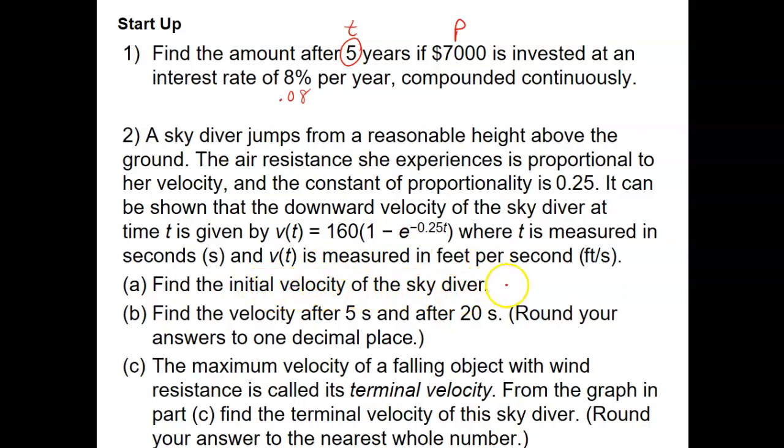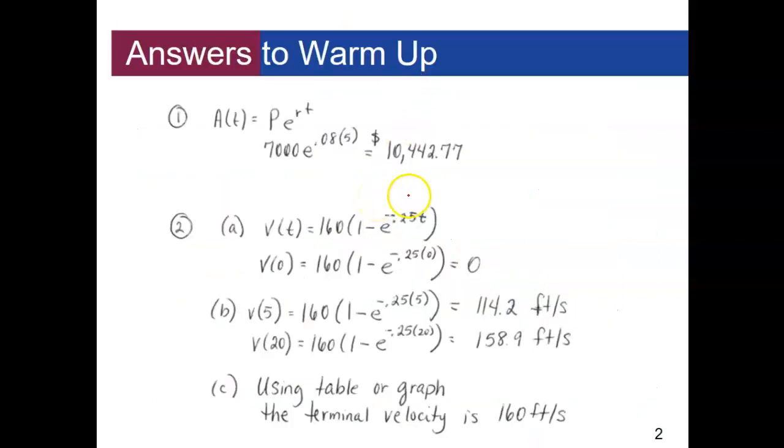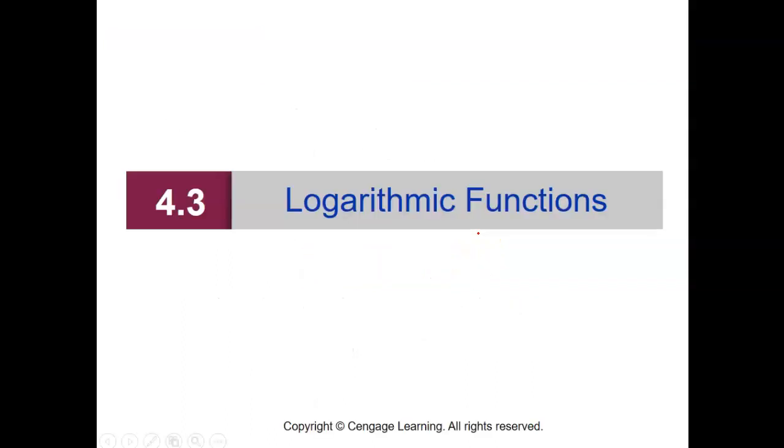Well, initial velocity is always when t equals 0. So we're just going to go and plug in t equals 0 into this equation. So when we plug 0 in for that, we actually get 0 out from that because e to the 0 is 1. So 1 minus 1 is 0, and 160 times 0 is going to be 0.